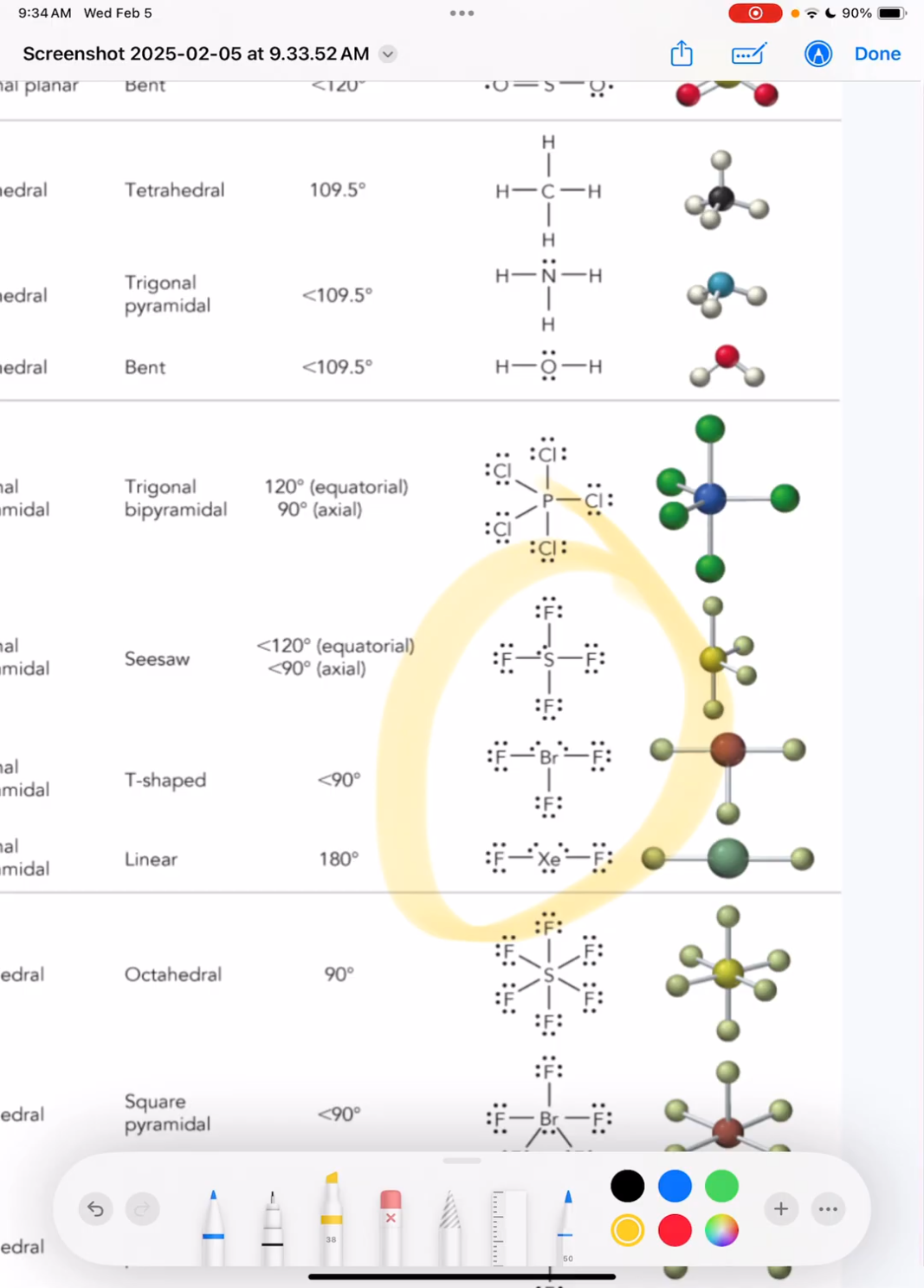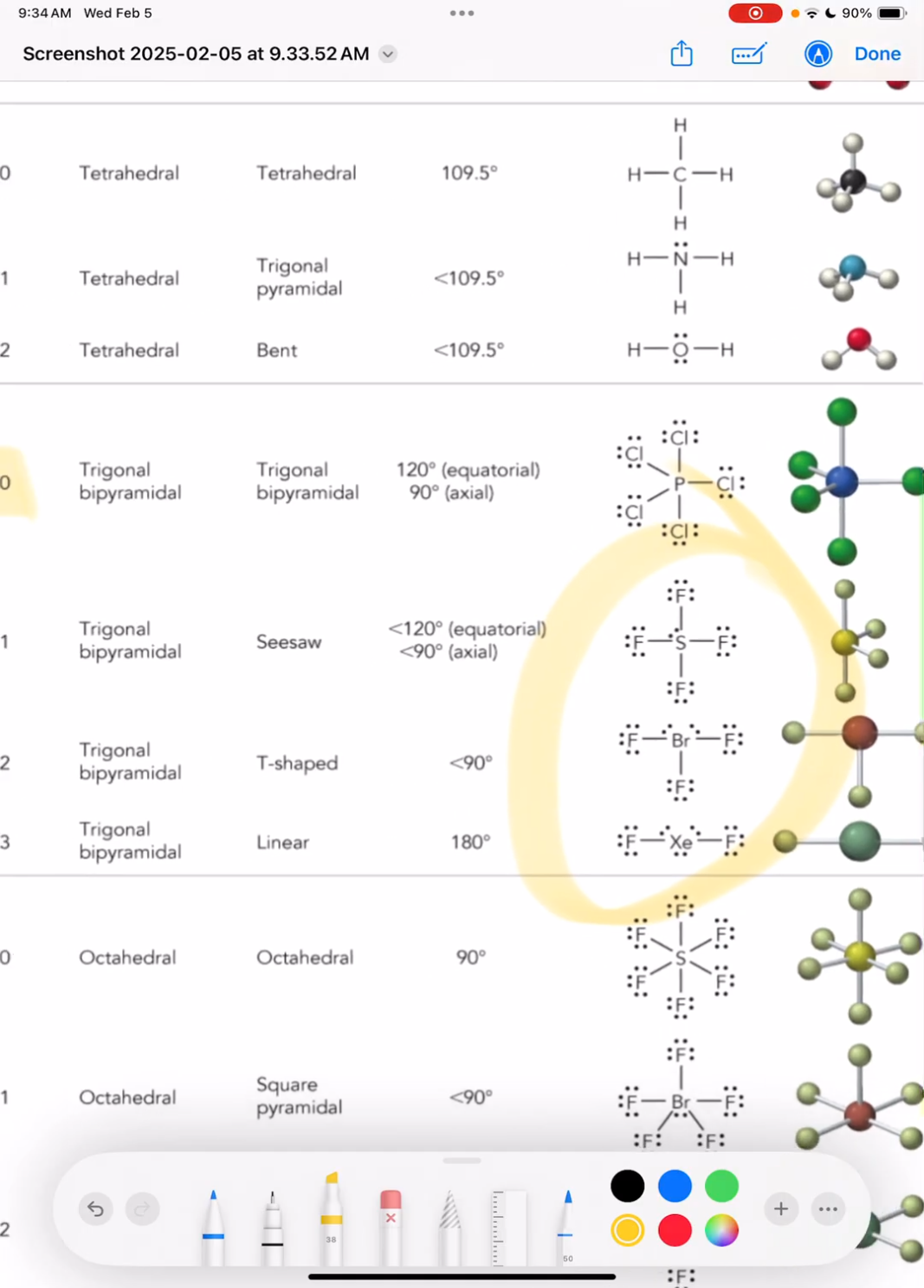All of these are in the simulation, and I think what I would do is go ahead and write down the formulas here: SF4, BrF3, sorry, and xenon difluoride. Okay, and maybe what I'll do is pull open the simulation and just show you these, but I think it's good practice for you to verify that these are the correct Lewis structures.